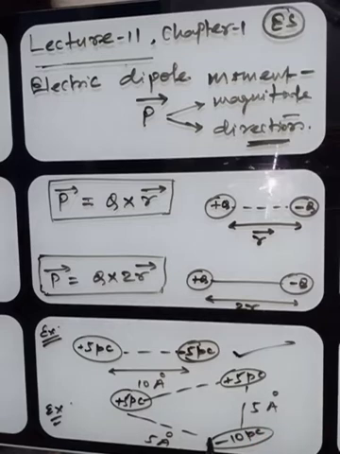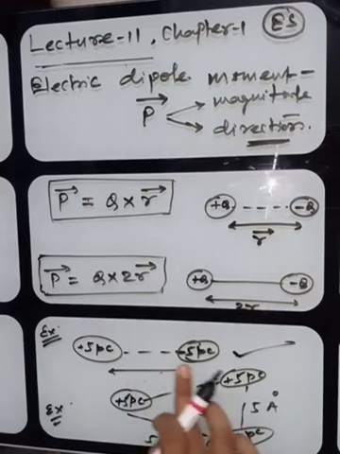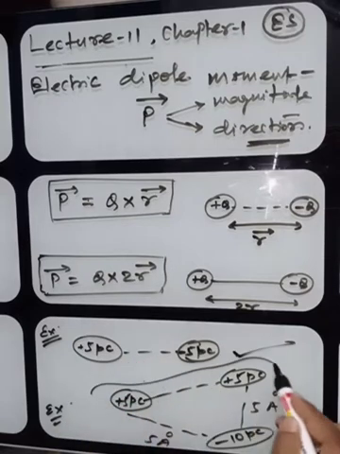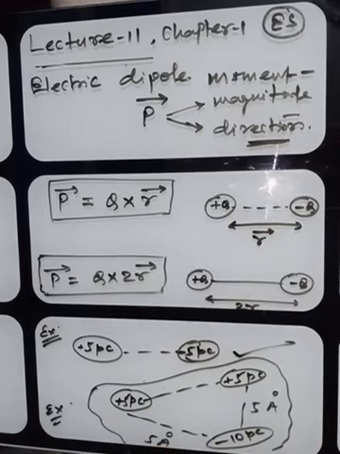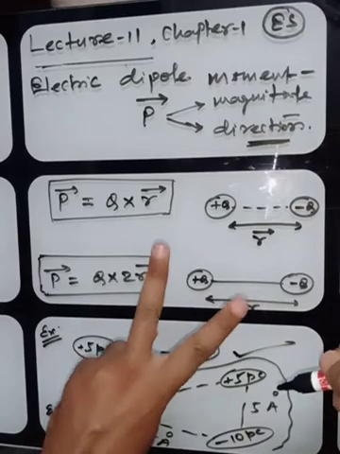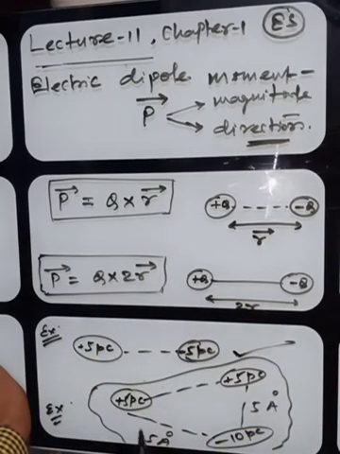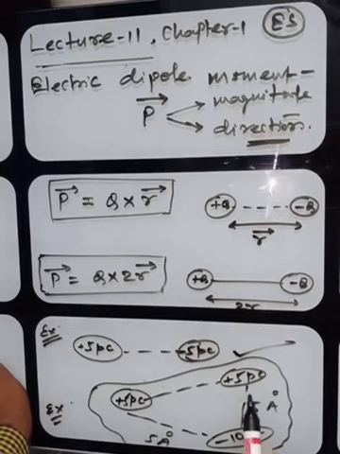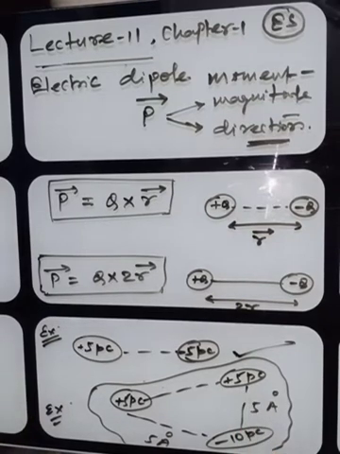Now again I'm asking the question, how many dipoles are there in this system? And the answer is, here we are having how many dipoles? 1 or 2? The answer is, here we are having 2 dipoles. One dipole, the 5 picocoulomb will form with the minus 10 picocoulomb, and the rest 5 picocoulomb negative will form the dipole with this 5 picocoulomb.